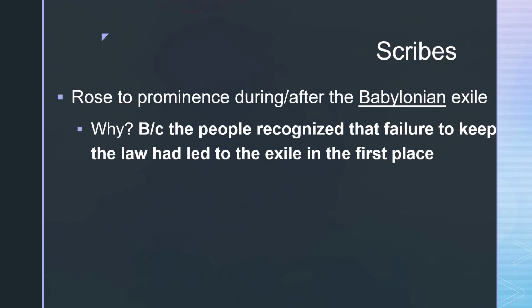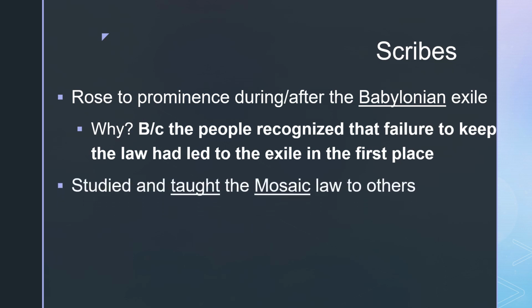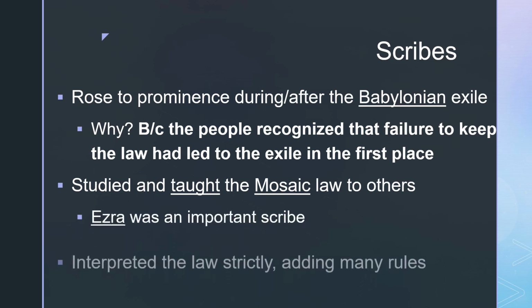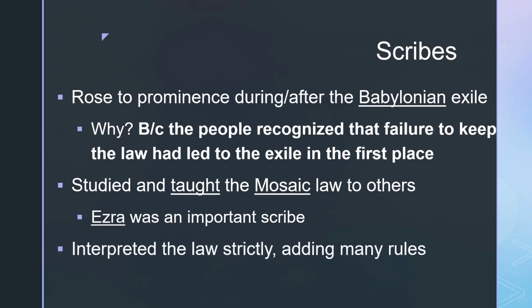And so what we really need is people who can study the law, who can teach us the law, who can lead us so that we can keep the law better, so that we don't get into this mess again. And so scribes in these days and in the decades and centuries afterwards were held in very high regard by the Jews, right? These are the people that are going to help us follow God's law so that we don't end up kicked off of our land again. So they would study and teach the Mosaic law to other people. I mentioned that Ezra was a very prominent one, and they interpreted the law very strictly, right? They wanted to make sure that we're not breaking it. We don't want to end up in exile again.